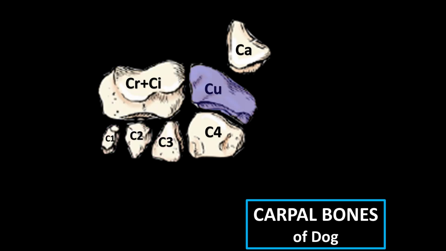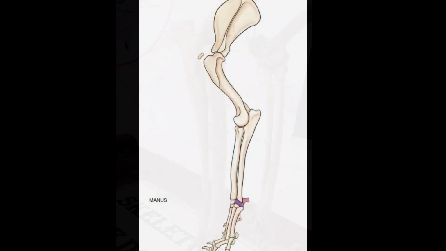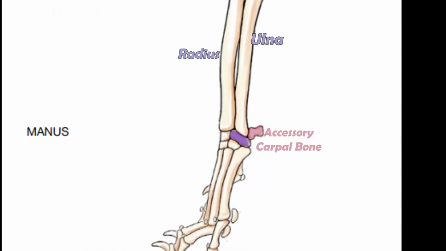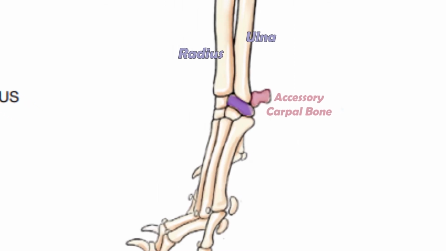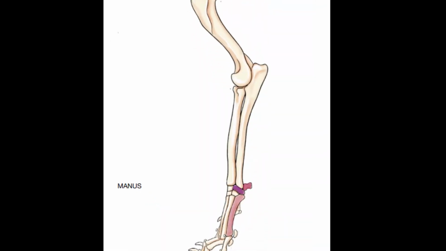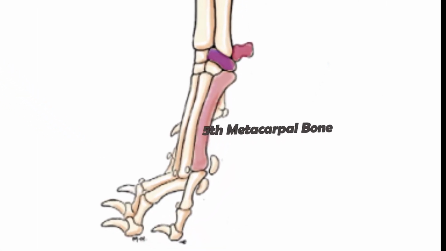Next is the ulnar carpal bone. The ulnar carpal bone is a long bone. Proximally, as we have discussed, it articulates with the radius and ulna both, but behind the ulnar carpal bone, meaning caudally, the accessory carpal bone is present. Distally, it articulates with the fourth carpal bone, and as you can see, it is prolonged downward to articulate with the fifth metacarpal bone also.